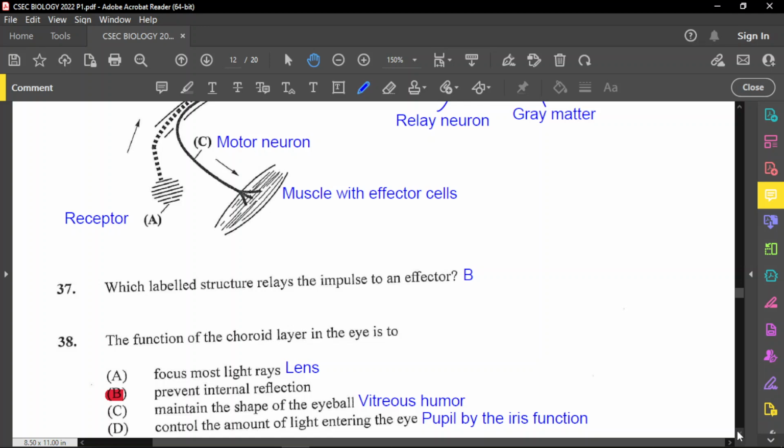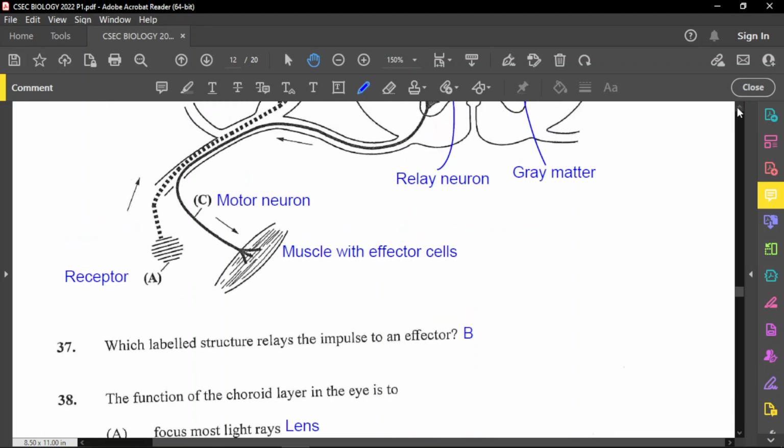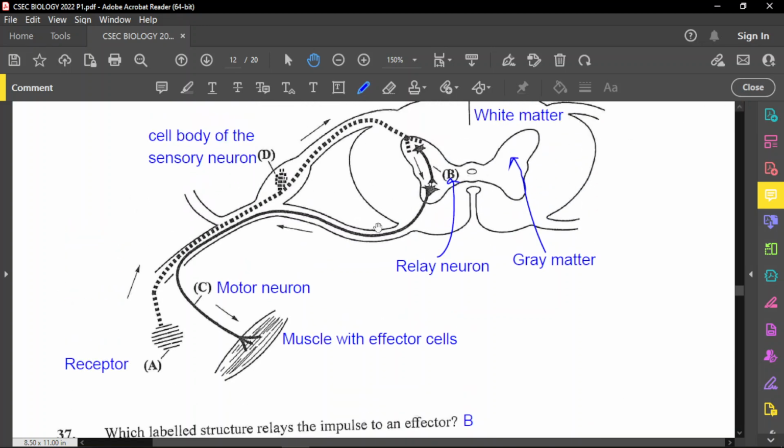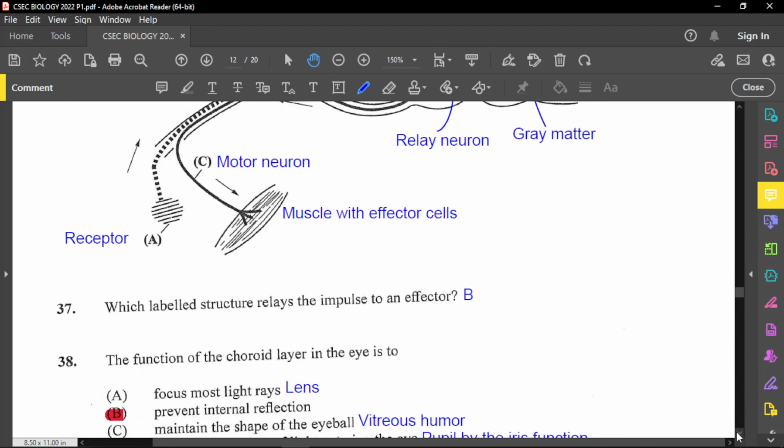And so, which labeled structure is the relay? Sorry, which labeled structure relays the impulse to an effector? And again, that's the relay neuron, which is B, and it will transport it all the way into the motor neuron, and then it goes into the effector. All right, so that answer is B.